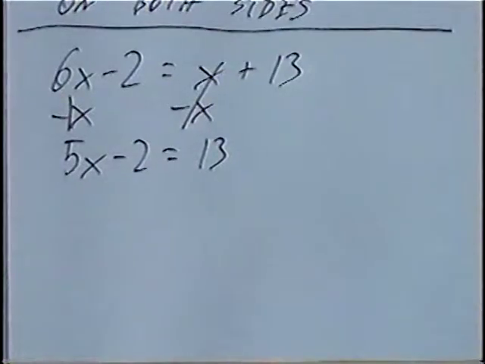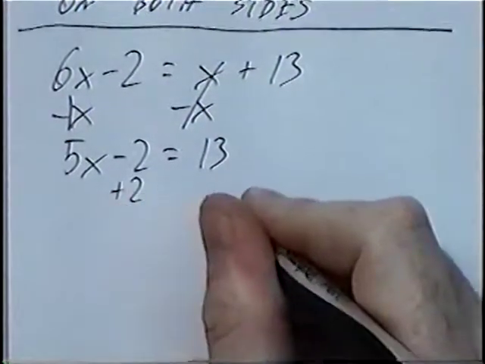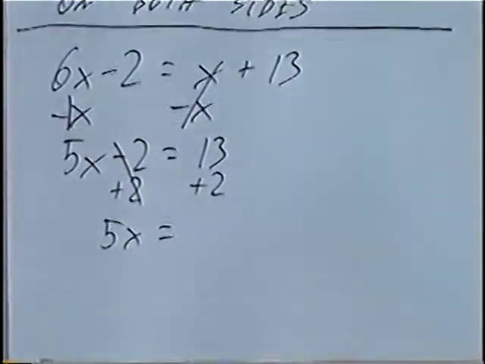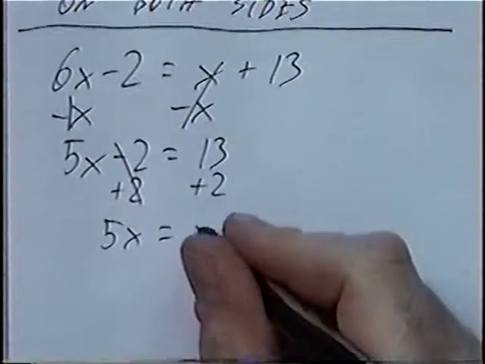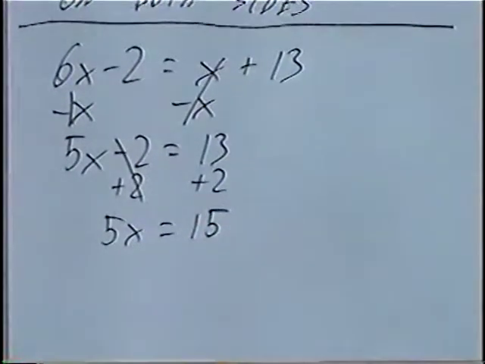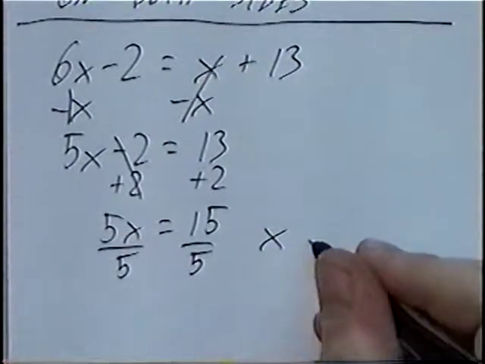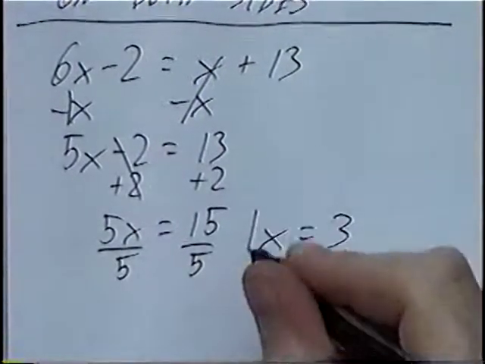An equation that we solved before. Next step, we'll add 2 on both sides. 5x equals 13 plus 2 would be 15. And last step, divide by 5. And we have our answer, x equals 3.